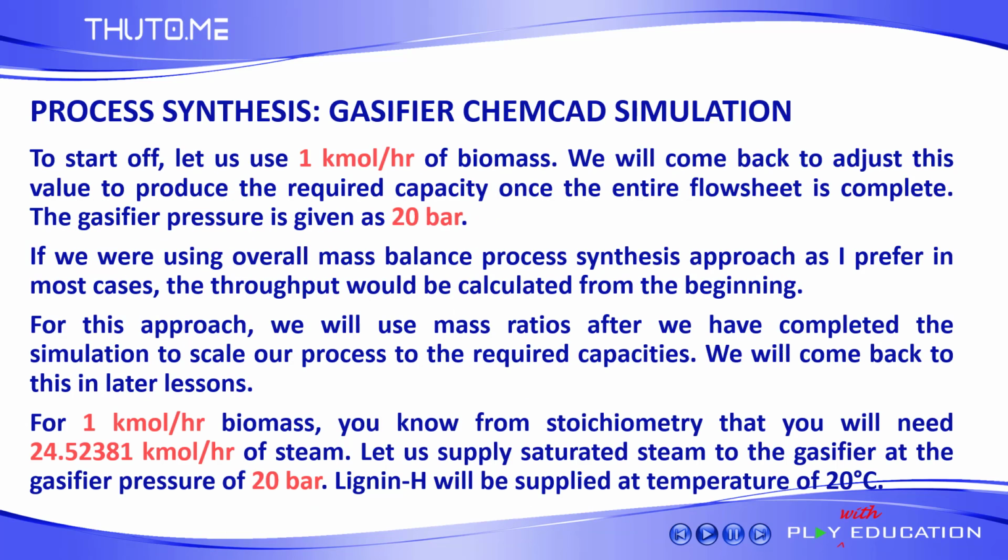To start off, let us use a feed flow rate of 1 kmol per hour for biomass. We will come back to adjust this value to produce the required capacity once the entire flow sheet is complete. The gasifier pressure is given as 20 bar.